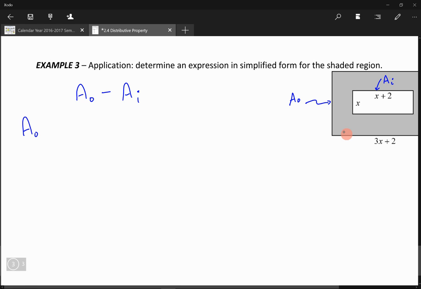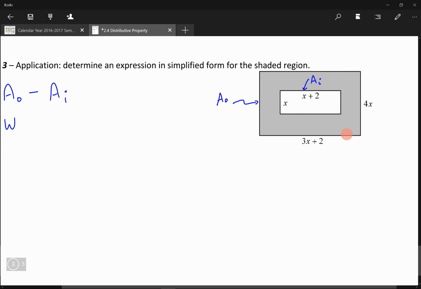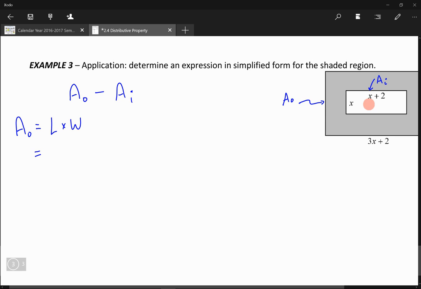So the area of the outside is equal to length times width, and I'm going to use expressions since I have no numbers. So for the outside, the length is 3x plus 2 times the width, which is 4x. Okay, so 4x times 3x plus 2. Use the distributive property. 4x times 3x is 12x squared. 4x times 2 is 8x.